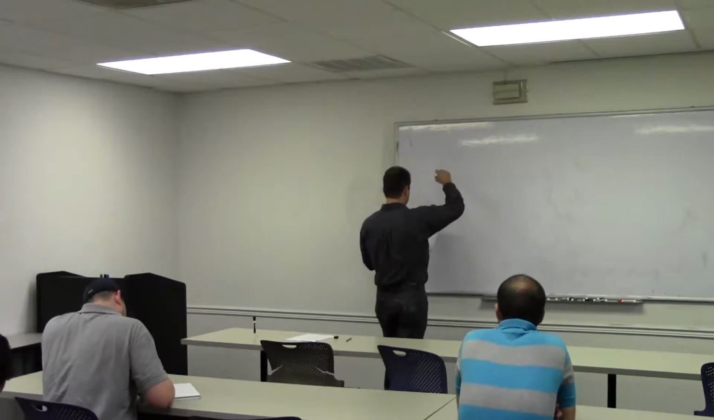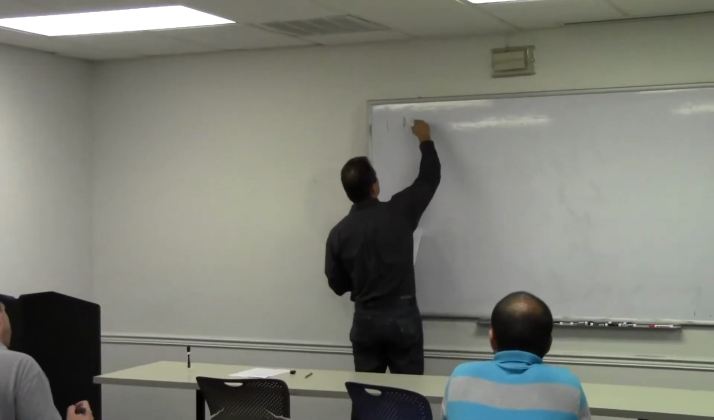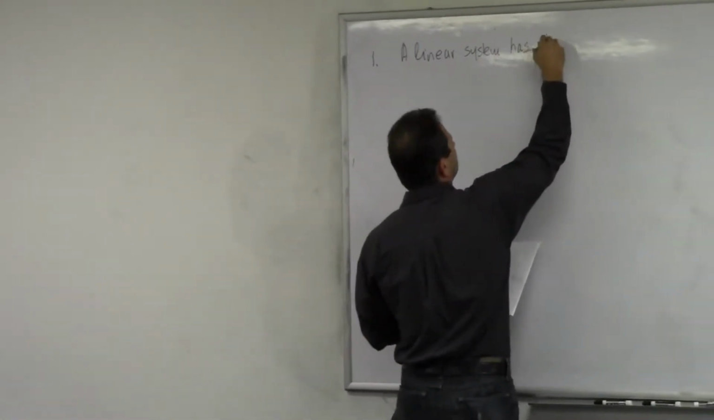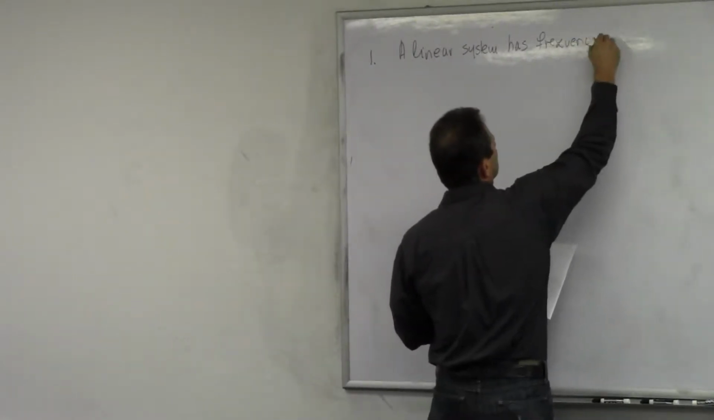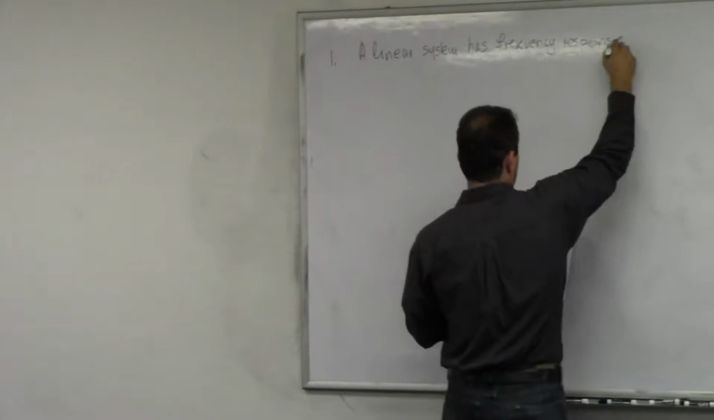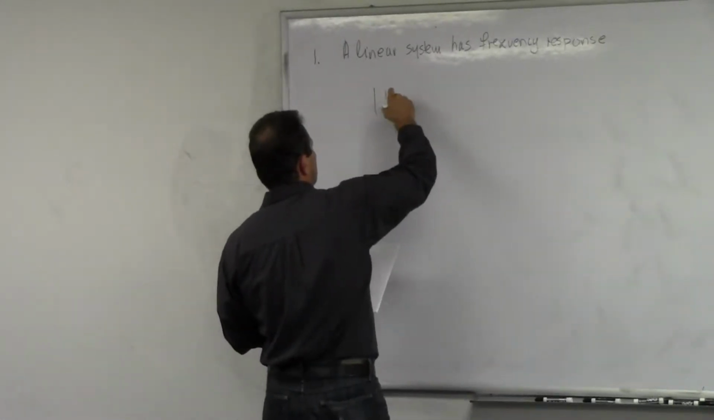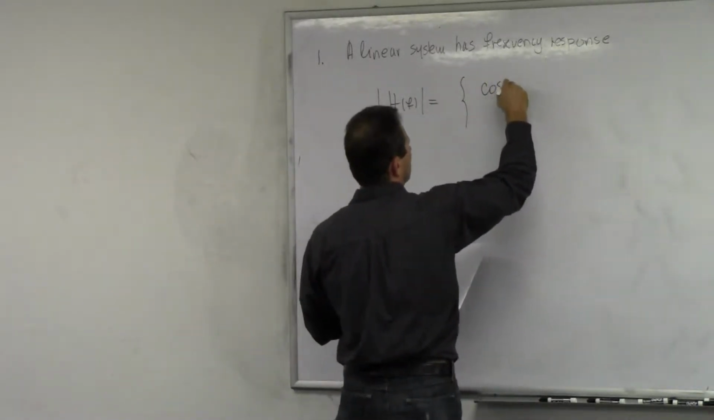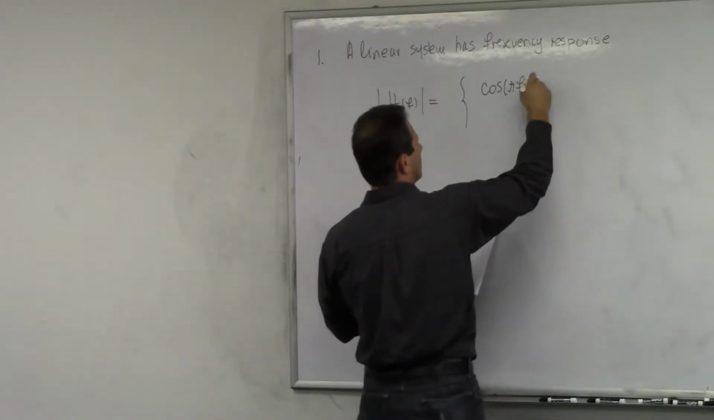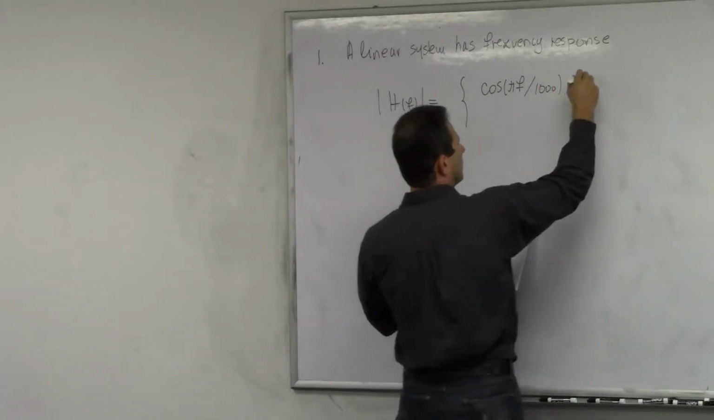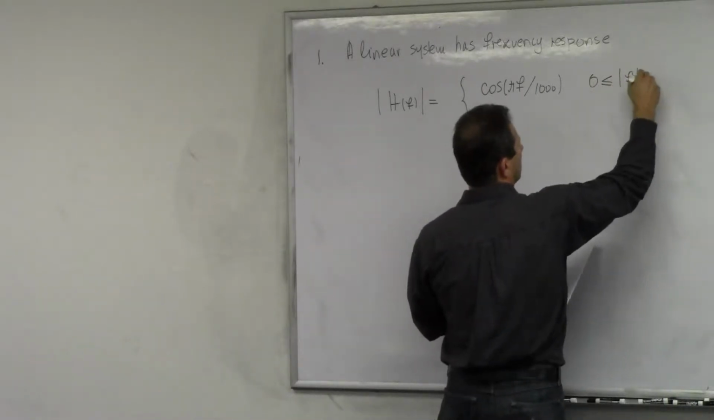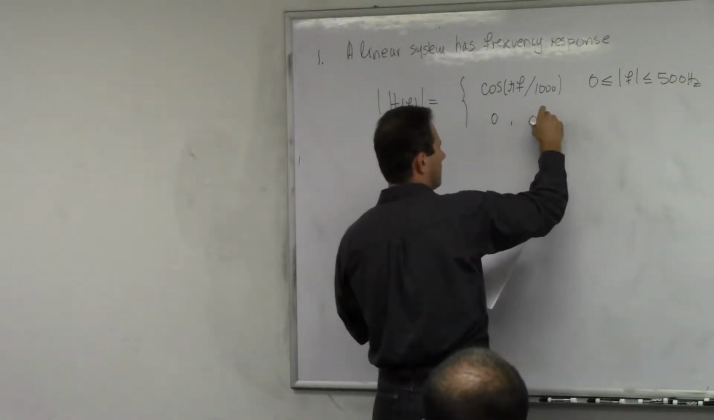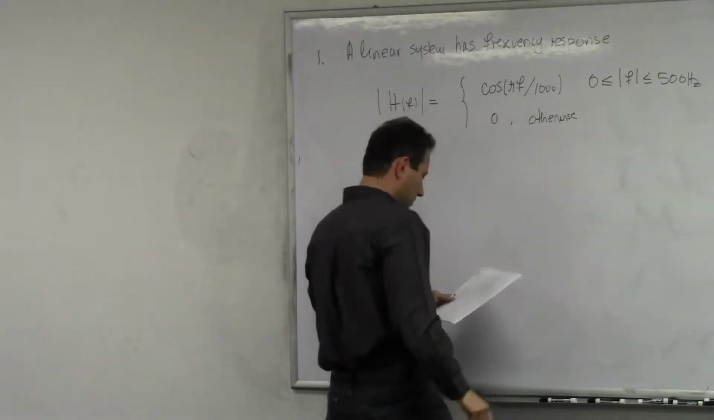I have a filter, a linear system, that has a frequency response with a magnitude |H(f)| given as cosine(pi f over 1000) for 0 ≤ f ≤ 250 hertz, 500 hertz, and 0 otherwise. So that's the frequency response of my filter.